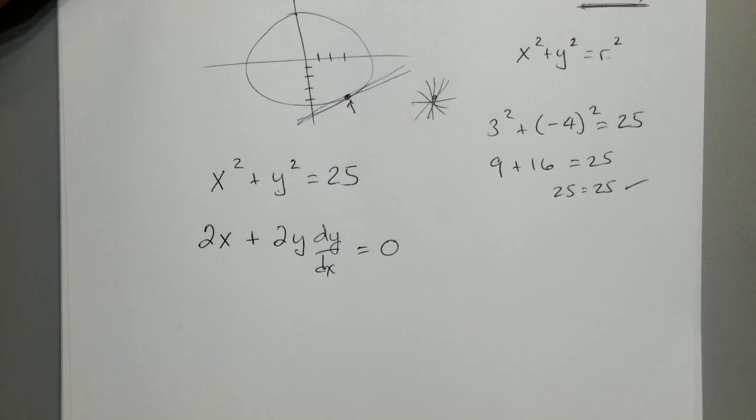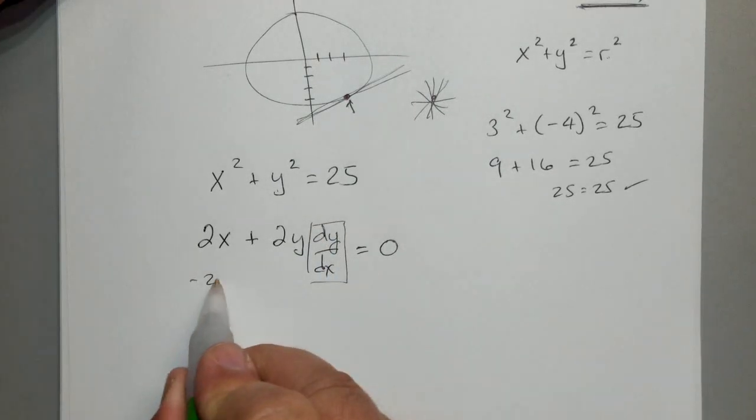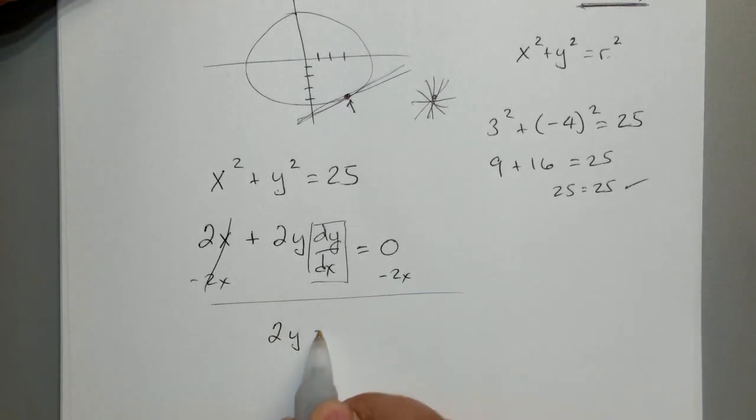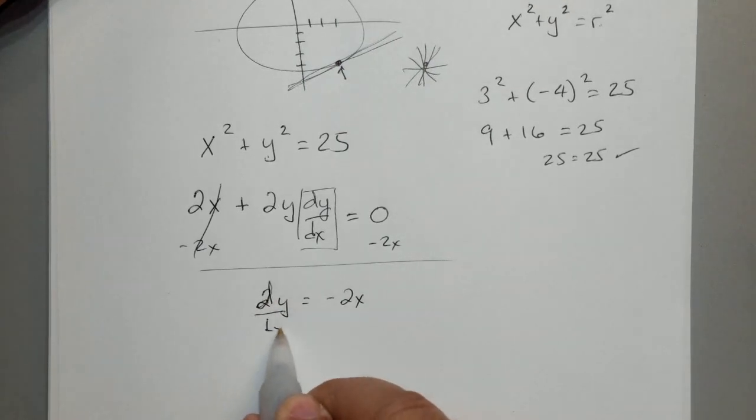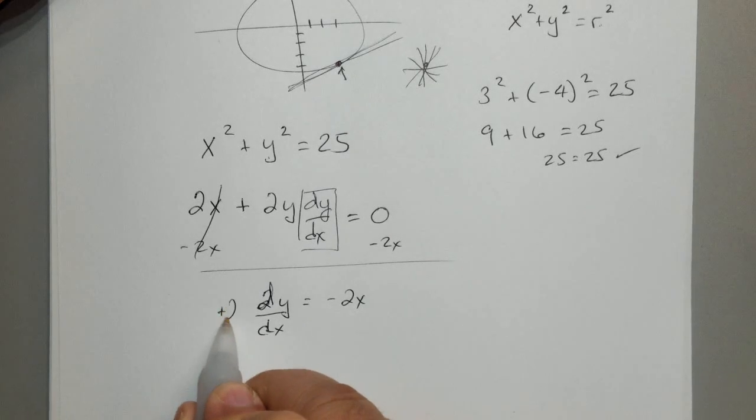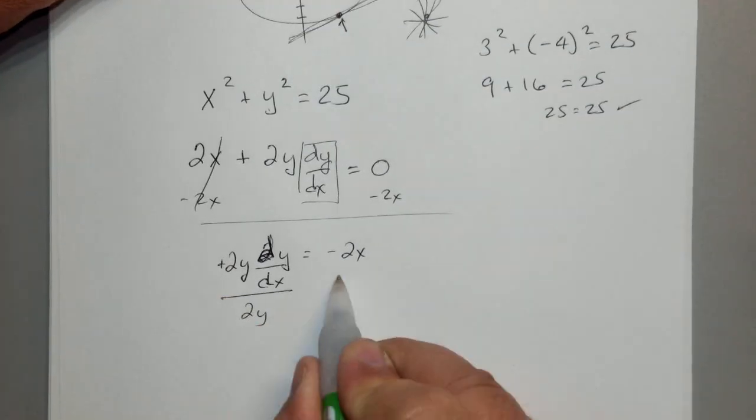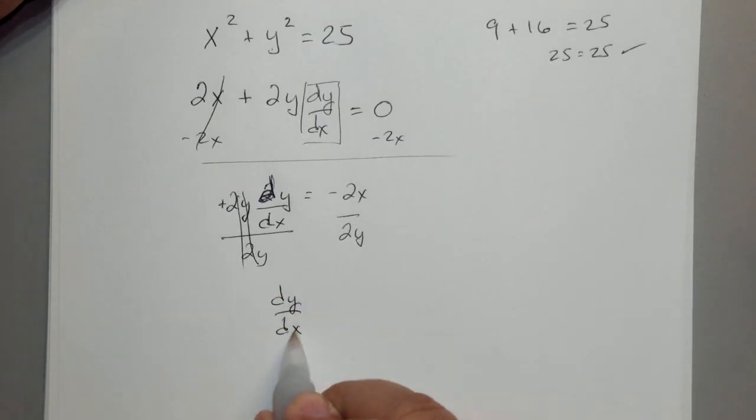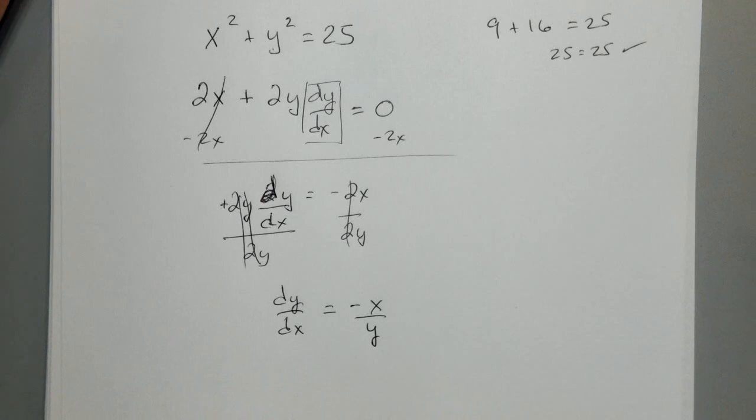Now what are you going to do? We're going to solve for dy/dx. So we subtract 2x from both sides. Then divide by 2y on both sides. Use cancel.